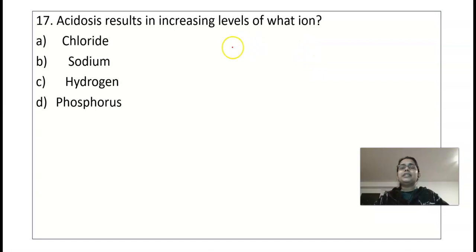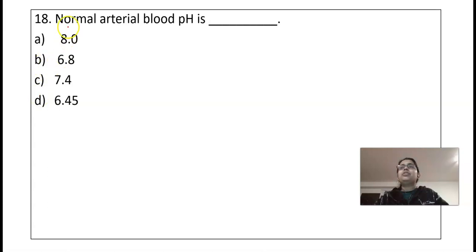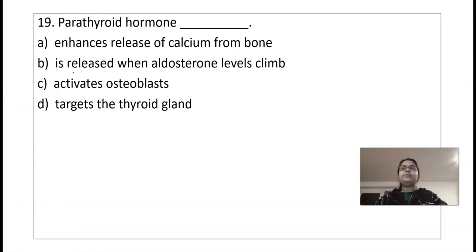Acidosis results in increasing level of what ion? Acidosis. Okay. Maybe we will think sodium chloride or phosphorus, but no, the correct answer is hydrogen. If hydrogen ions are increased in our body, that condition is known as acidosis. Then the next, 18th question: normal arterial blood pH is 8, 6.8, 7.4, 6.4. The correct answer is C, that is 7.4.